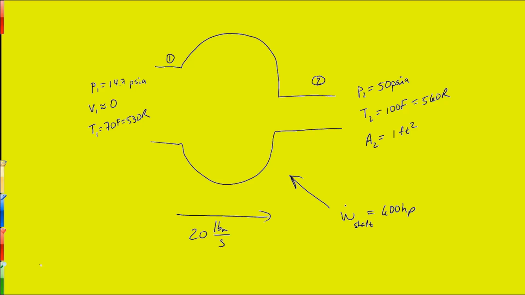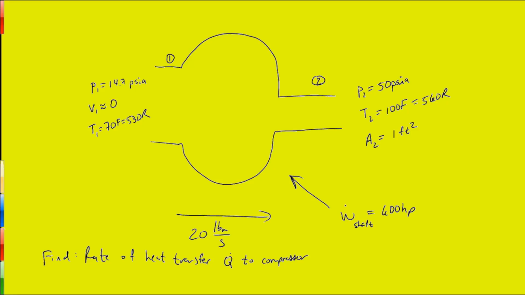Our job is to find the rate of heat transfer, and we'll call it Q dot, from the compressor, to or from the compressor. I guess we should say to the compressor. And then if it ends up being negative, we'll know that it's actually coming from the compressor.